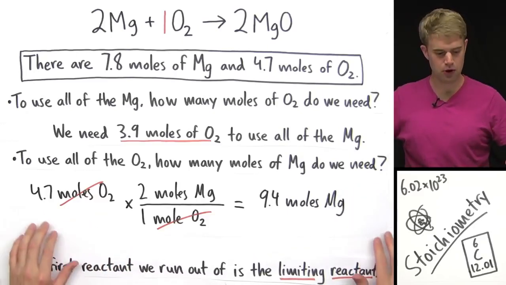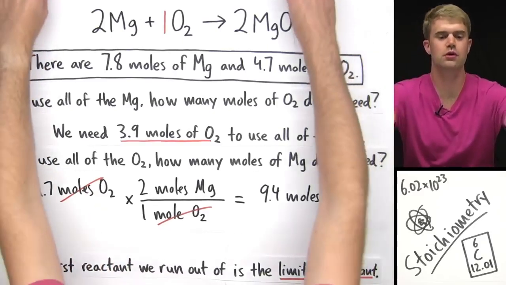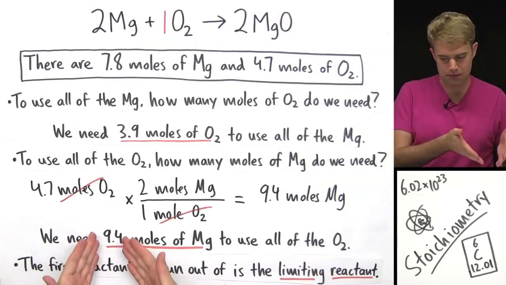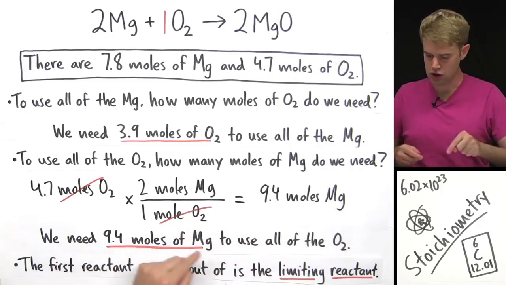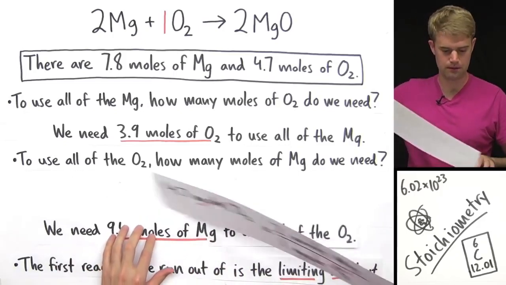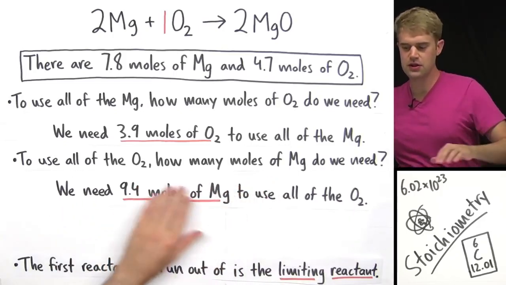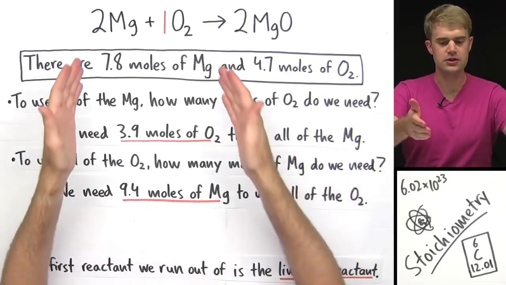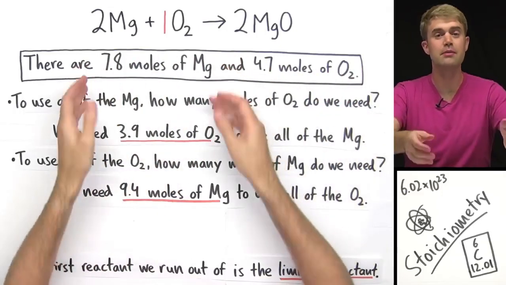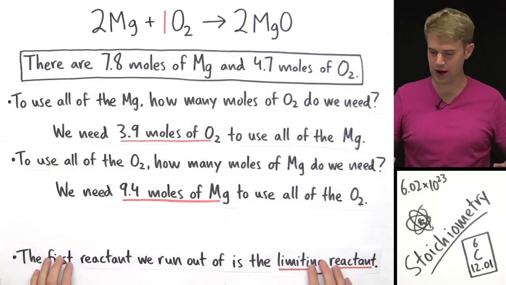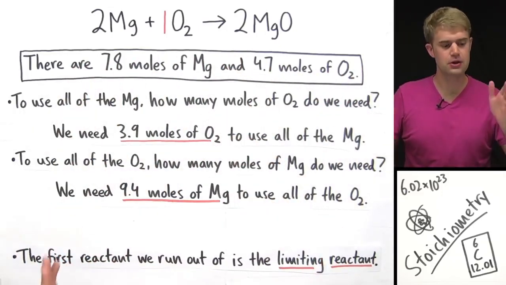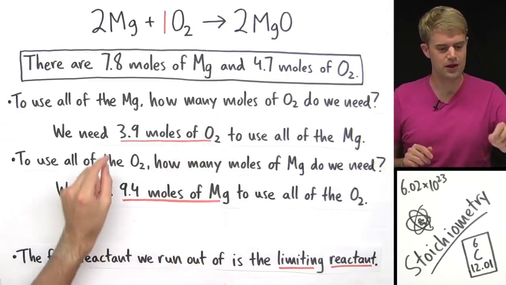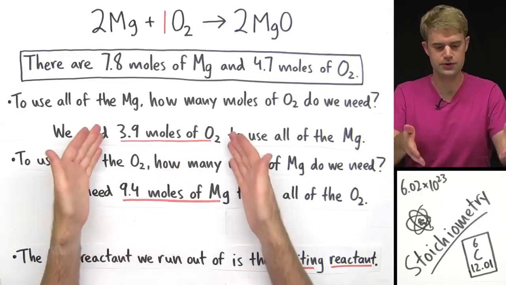And to put this into words, just like we did before, this is telling us that we need 9.4 moles of magnesium to use all of the oxygen. Okay, so now that we've answered these two questions, we can figure out which of these two things is the limiting reactant. Which do we run out of first? Check this out. To use all of the magnesium, we need 3.9 moles of oxygen.